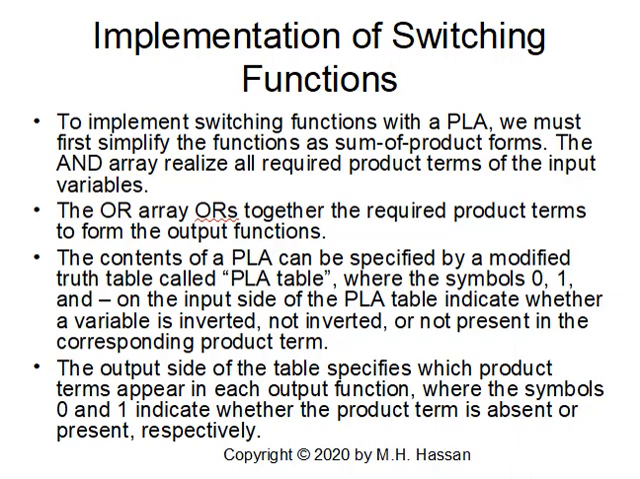The symbols 0, 1, and dash on the input side of the PLA table indicate whether a variable is inverted, not inverted, or not present in the corresponding product term when we use dash. The output side of the table specifies which product terms appear in each output function, where the symbol 0 or 1 indicates whether the product term is absent or present respectively.